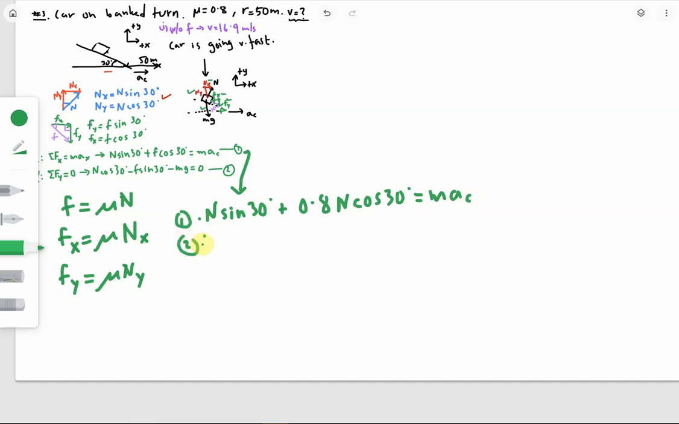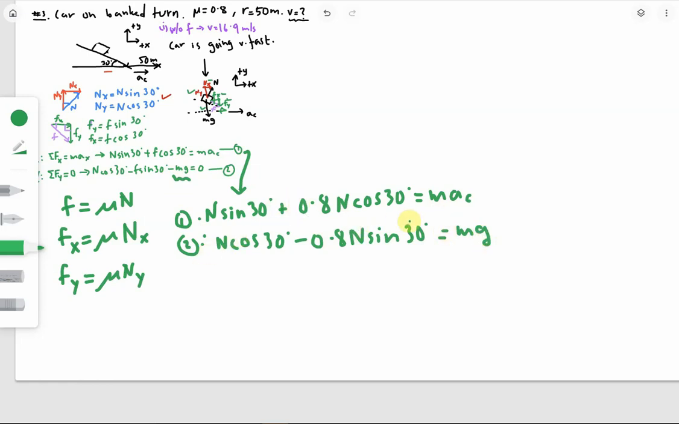Equation 2 will have n cosine 30 minus F sine 30. F is again 0.8 times n sine 30, equal to m times 0, actually, so we can bring mg on that side of the equation. Let's write it as mg. Okay, so these are equations 1 and 2.